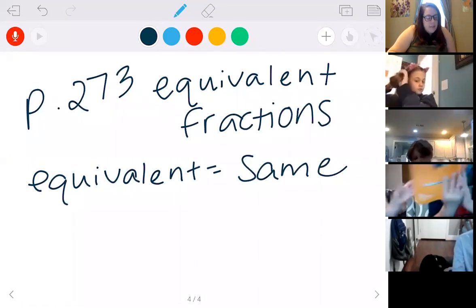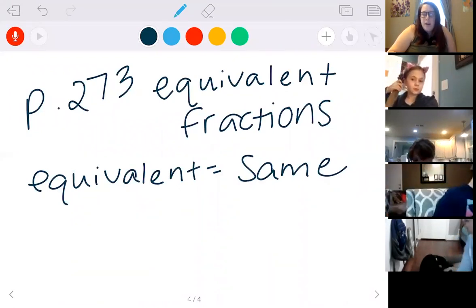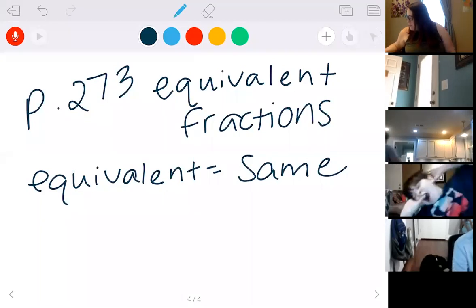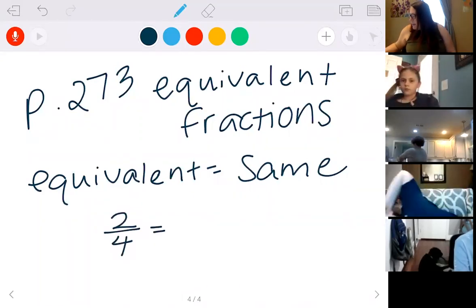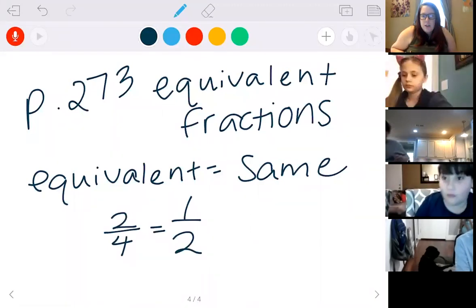Equivalent fractions name the same part of a region or set. So equivalent means the same. So if I were to say something like 2/4, it is equal to 1/2. Those two fractions are equivalent.